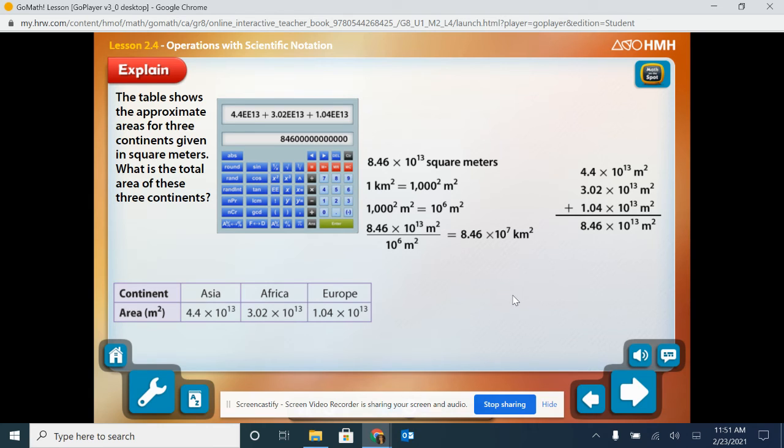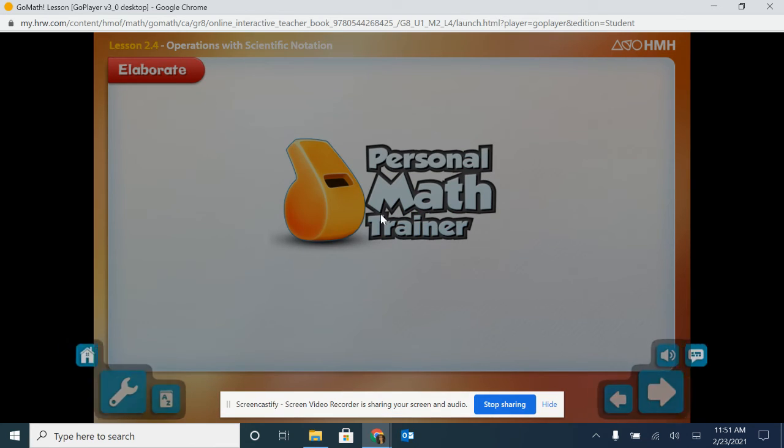Now the answer is in more appropriate units of square kilometers. The total area of the continents is 8.46 times 10 to the 7th power square kilometers. And if you have any questions, just text me. Now let's practice.